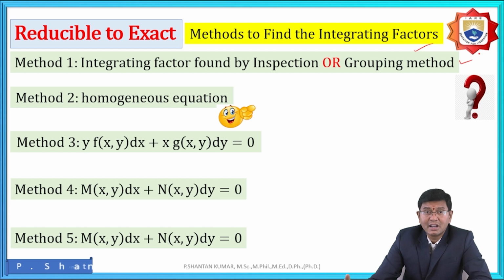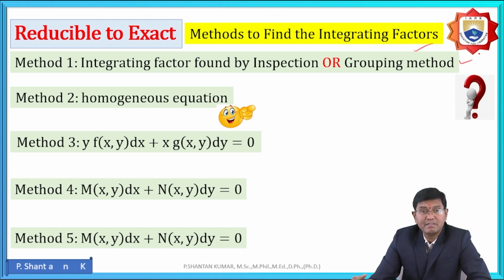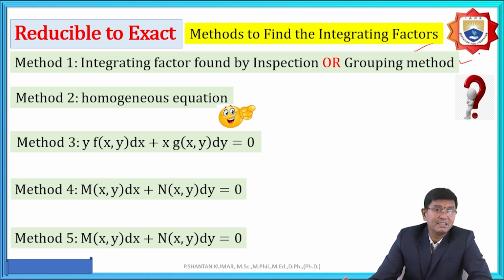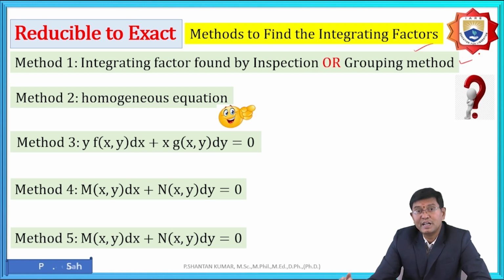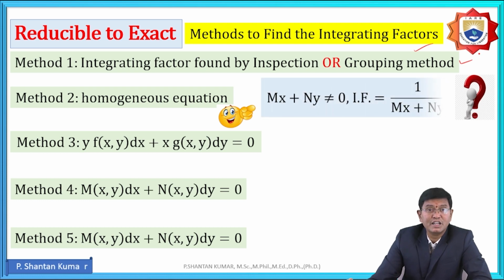That means these 5 methods are all applicable whenever the equation is not exact. One is the grouping method and the second one is homogeneous. In the previous slide this was also clearly explained: how to identify whether it is homogeneous or not. If the homogeneous equation is satisfied whenever it is not an exact differential equation, then we need to find the integrating factor, where mx plus ny is not equal to 0. The integrating factor we assume is 1 by mx plus ny.